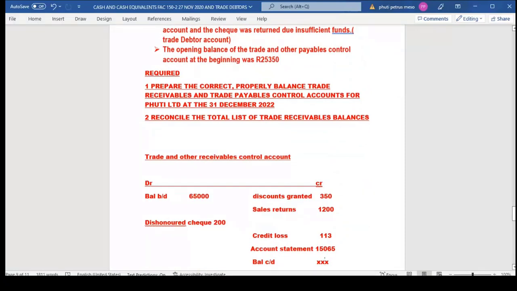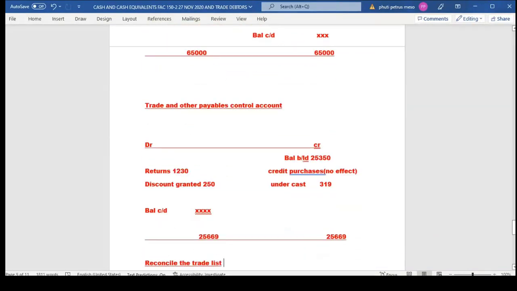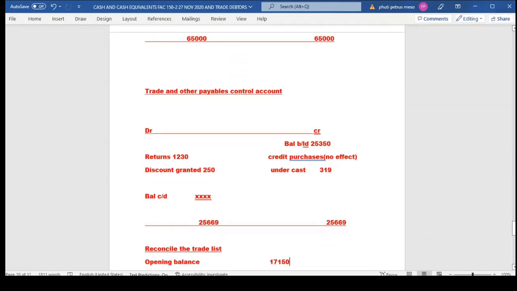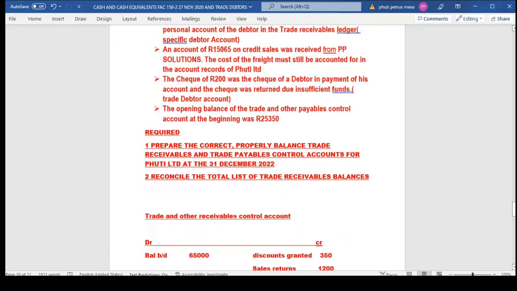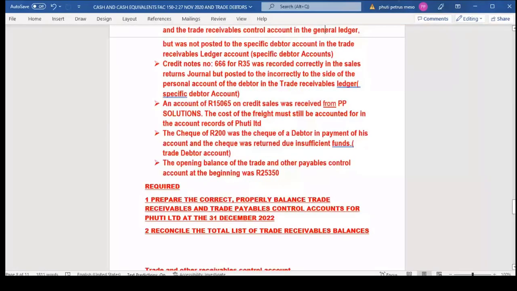But the required part says to prepare the correct and properly balanced trade receivables and trade payables control accounts for the period ending 31st of December 2022. So you have to reconcile the total list of the trade receivable balances. Okay, so let's have a look at how the trade and other payables control account has been treated. We had the opening balance, which is the balance brought down with an amount of 25,350. Let's have a look at 25,350. Can you all see that? The opening balance of the trade and other payables control account at the beginning, 25,350. Can you all see that?